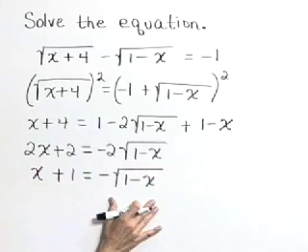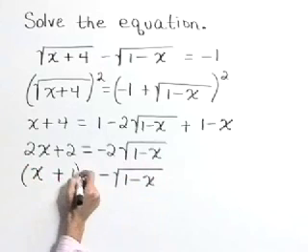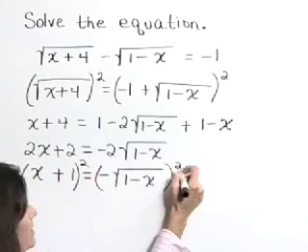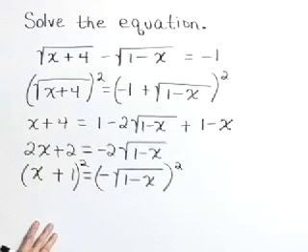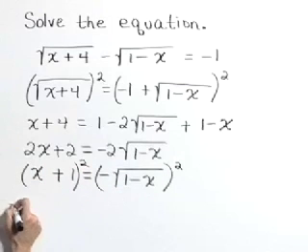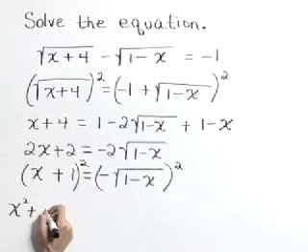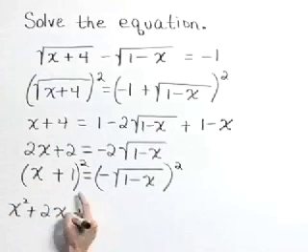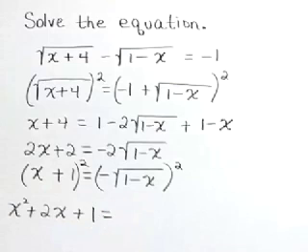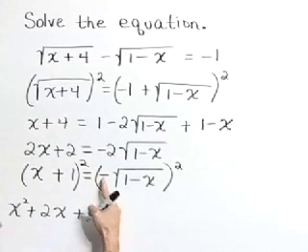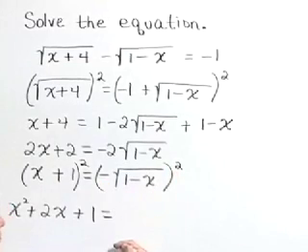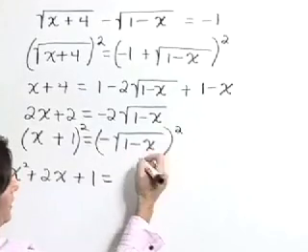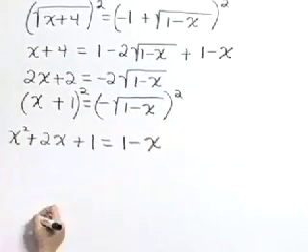Now, we'll square both sides again. Square the left, square the right. This is a binomial squared on the left. Squaring gives x squared plus 2 times the product x times 1, or 2x, plus 1 squared, which is 1. That's equal to, negative sign squared cancels, the square root of 1 minus x, quantity squared, is 1 minus x.